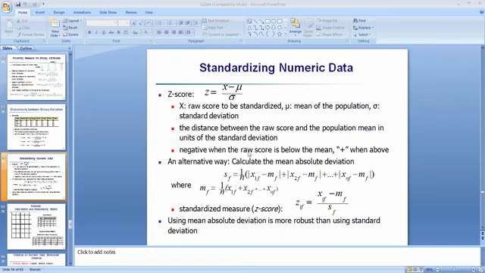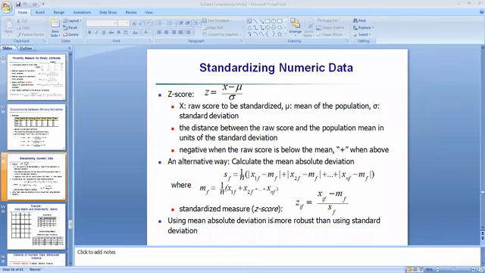Then there is another alternative way to calculate the mean absolute deviation. It is calculated as s_f equals 1 by n times the sum of mod of x1f minus m_f, plus mod of x2f minus m_f, and so on up to mod of xnf minus m_f, where m_f is 1 by n times x1f plus x2f up to xnf. This will be the mean absolute deviation.